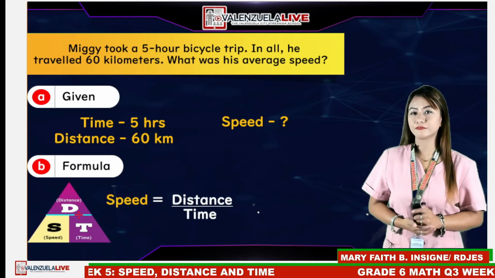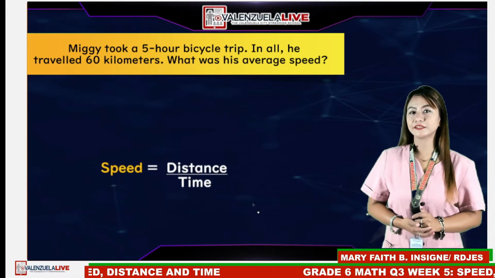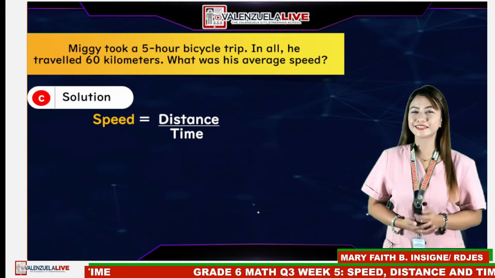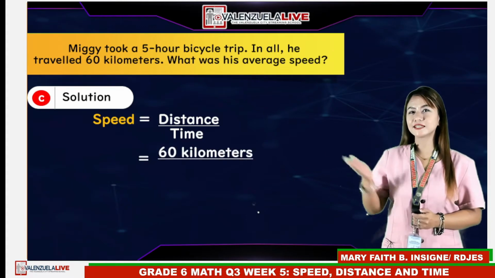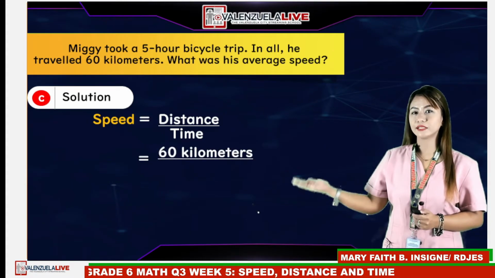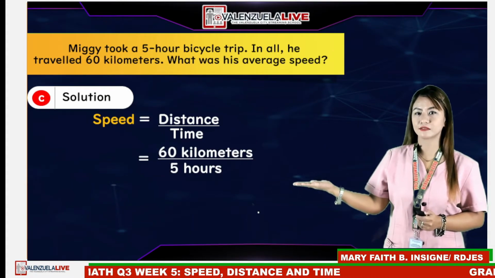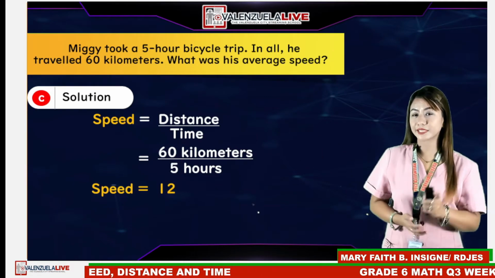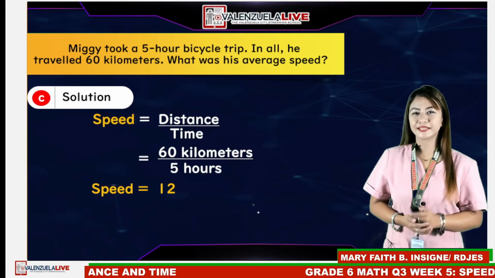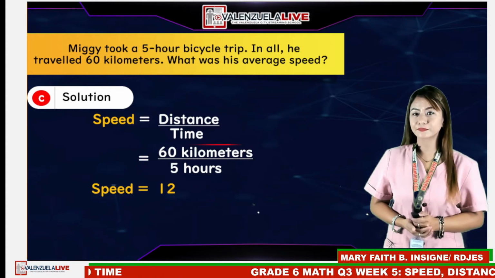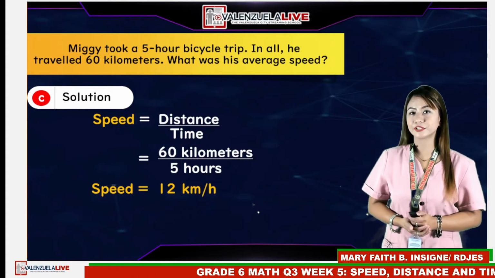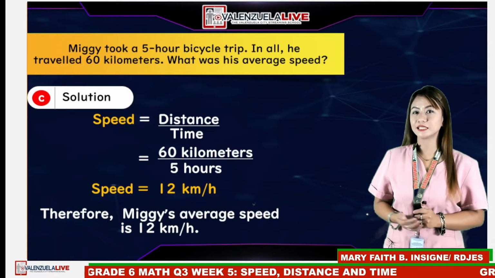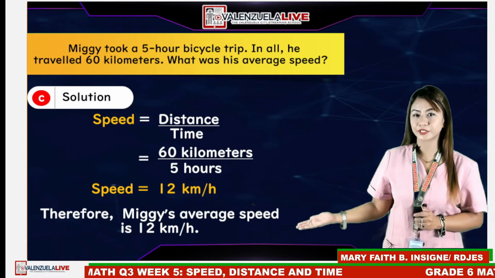We use the speed formula. Simply divide the distance by the time. Now, let us solve. The distance is 60 kilometers, while the time is 5 hours. We have to divide 60 by 5, and we will get 12. Then, the unit of measure is kilometers per hour. Therefore, Miggy's average speed is 12 kilometers per hour.